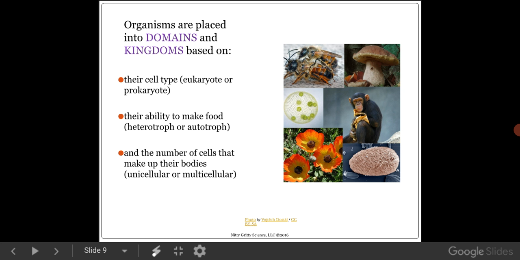Domains and kingdoms. Organisms are placed into domains and kingdoms based on their cell type, whether they're eukaryotic or prokaryotic. And as a reminder, eukaryote means that they have a nucleus, while prokaryote means that they don't have a defined nucleus. Also their ability to make food, for example, if they're a heterotroph, where they have to eat to obtain energy, or autotroph, where they're like plants, they make their own food. And the number of cells that make up their bodies, unicellular, meaning one cell, or multicellular, meaning made of many cells.